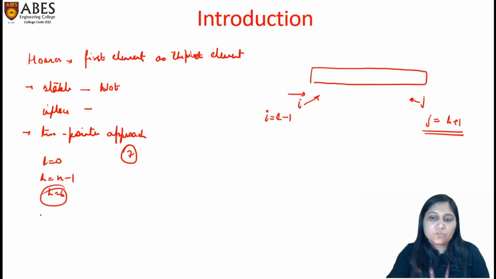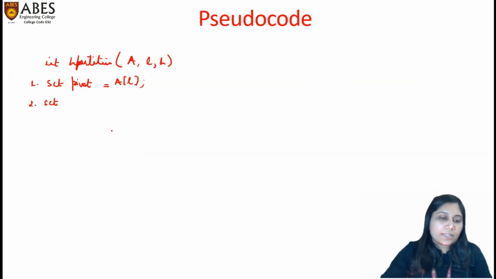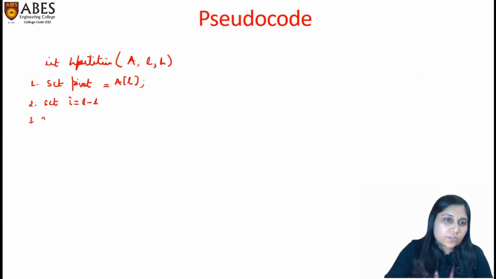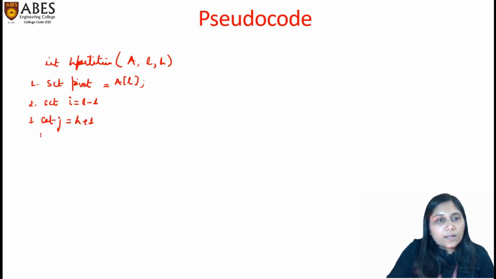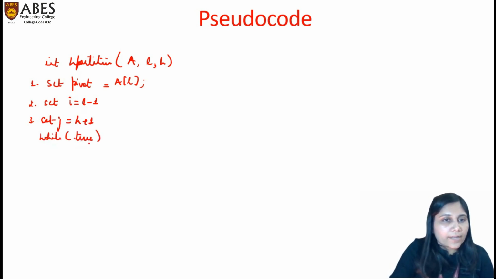You will be having then 0 to 6 like this. Okay, now set. So I'm setting it like i equals to l minus 1, and third is your set j equals to h plus 1. So I'm taking the two pointers, right? Okay, now I'm just running it on while true or 1, whatever you prefer, you can write it, right?